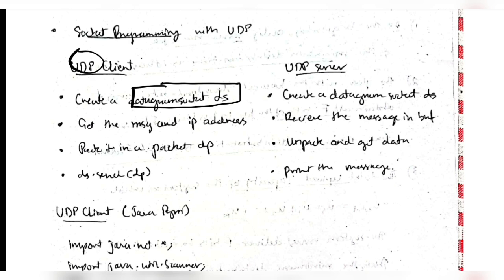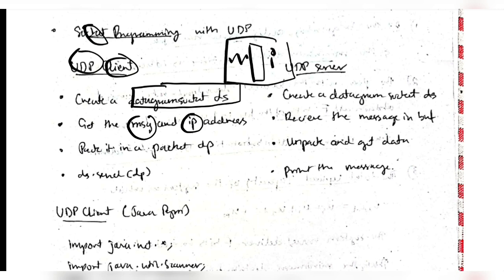Since we are doing socket programming, we need to create a socket. Then get the message and IP address. When you have the message and IP address, you have to transfer this data. It's the client, right? You have to transfer the client's request to the server, so you need a packet to transfer it. That's the third point: put the data in a packet and send the packet. So you'll be sending this packet.